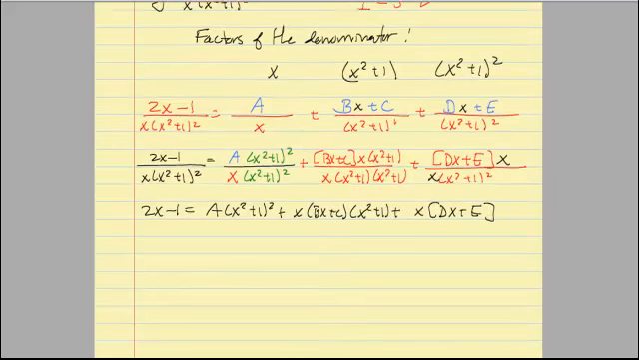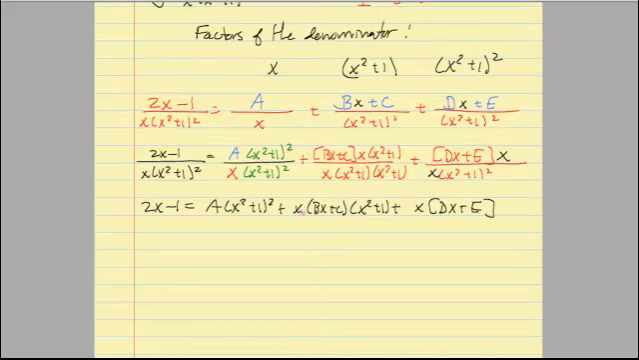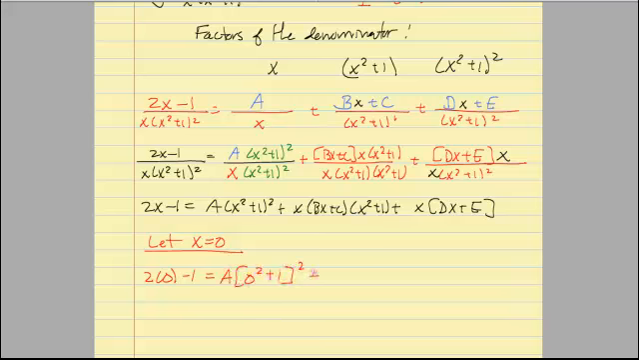Now I noticed something here. Every single one of these terms has an x in it except for A. Here's the x here, here's the x over here. So I could probably get rid of one of my variables by letting x equal 0. So if we let x equal 0 over here on the left hand side, I have 2 times 0 minus 1. And on the right hand side I'll have A times 0 squared plus 1 quantity squared plus, well, what's going to happen here? Once I plug x equals 0 in, that whole term goes to 0. Same thing here, that whole term goes to 0.